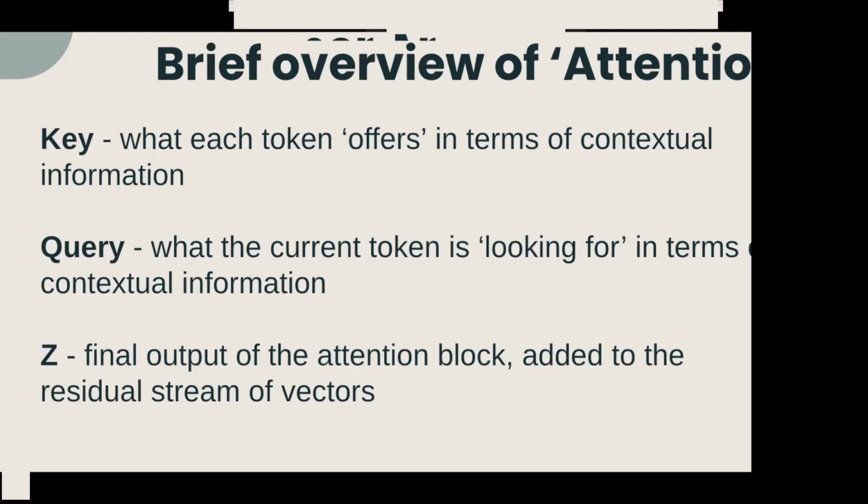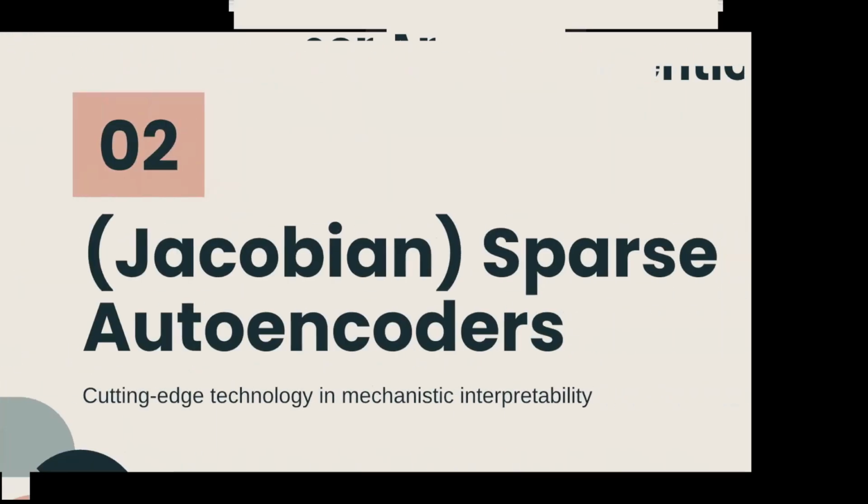And then analyzing these values and how they relate is what gives us valuable insight as to how attention works. And that's why we chose to focus on them in this project. There's other values out there too, but we thought these were the most important. Okay, yeah. So our next section is going to be about sparse autoencoders and the focus of our research, which is Jacobian sparse autoencoders.